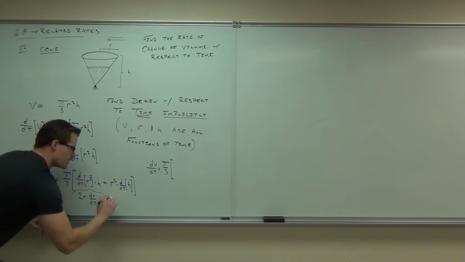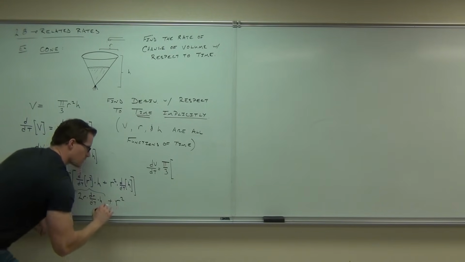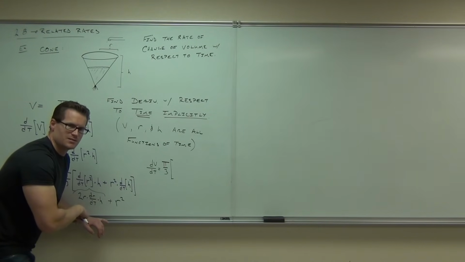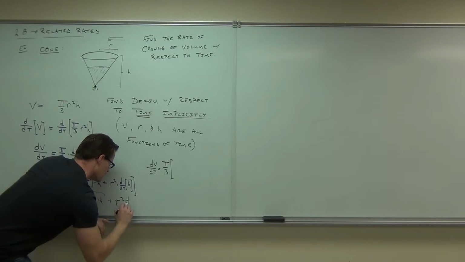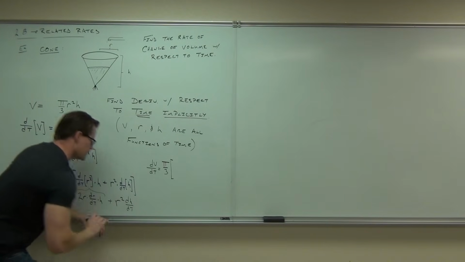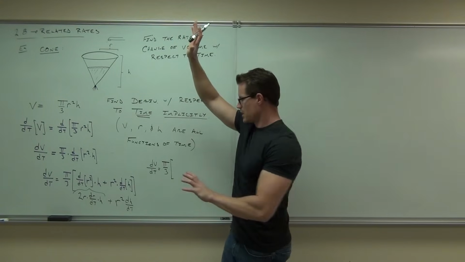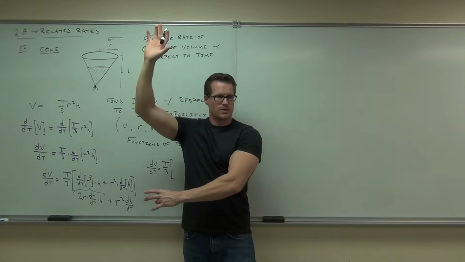Then the plus, this is going to give you r squared, sure. What's the dh dt? What's that going to give you? There's dh dt. Show of hands, how many people got 2r dr dt and then h and then the r squared dh dt? Do you all get that as well?